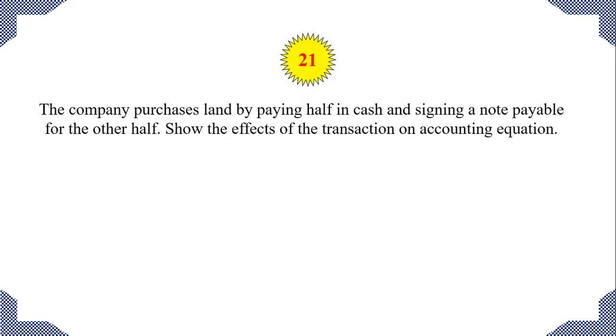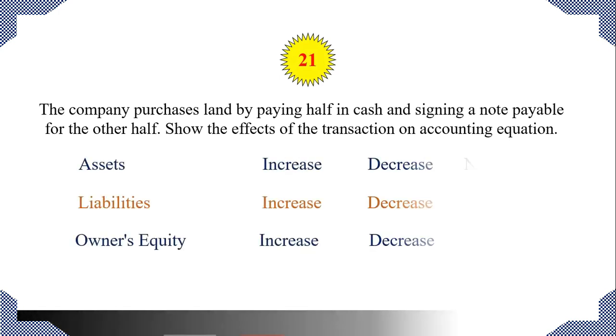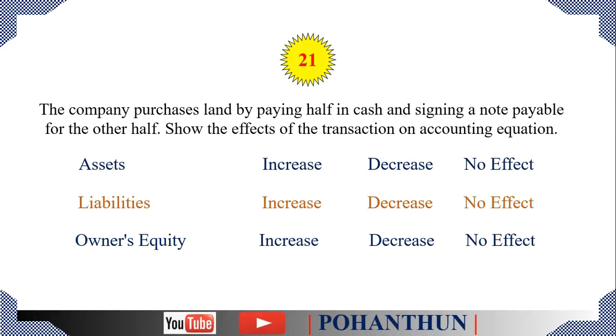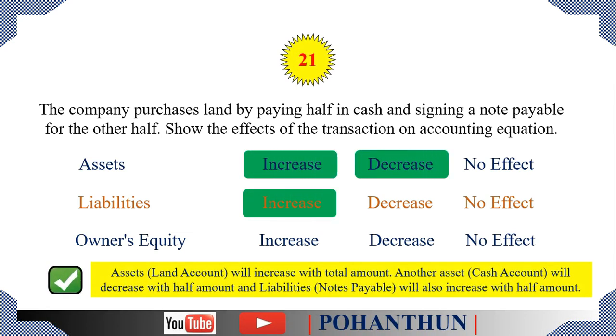Question number 21. The company purchases land by paying half in cash and signing a note payable for the other half. The company's asset side of the equation increases as it acquires land, with half paid in cash, reducing cash holdings, and the other half represented by a note payable, increasing long-term liabilities.